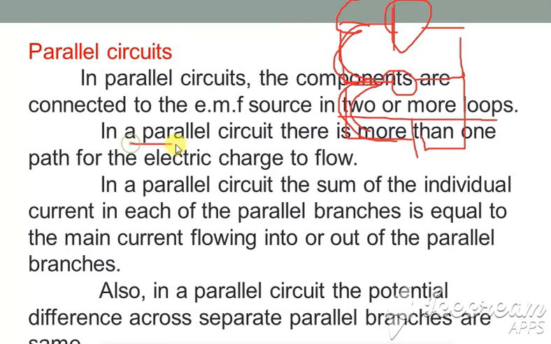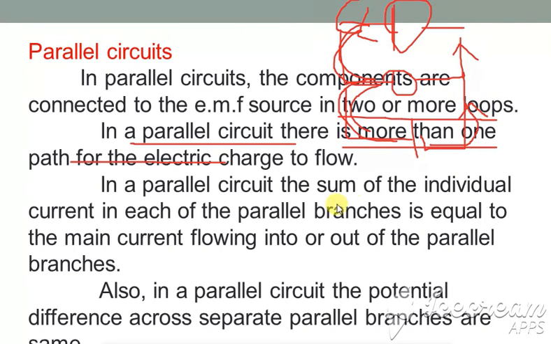Then the second point is, in a parallel circuit there is more than one path. So current can flow from this path to this. This is one path, again this is one path, so it can move along more than one path. So because there is more than one path, what can we say? Current is not the same.